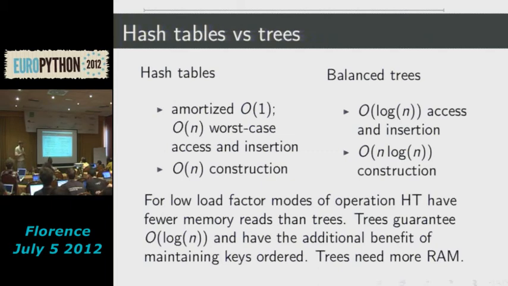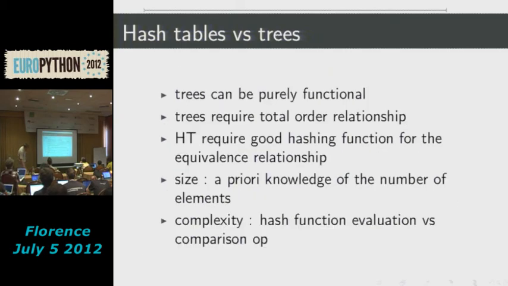Also, the additional benefit of trees is that if you need this extra property that keys are sorted, which trees provide by default, then you're better off using balanced trees. And obviously trees need more RAM, because if you have an array, it's just the key value pairs, whereas a tree is usually a node that contains the value, and also you have pointers to branches. So it's an interesting difference there. So hash tables versus trees. Trees have another advantage, that they can be recast in purely functional form. So you can write trees as persistent data structures, and that's why the Haskell community uses them a lot.